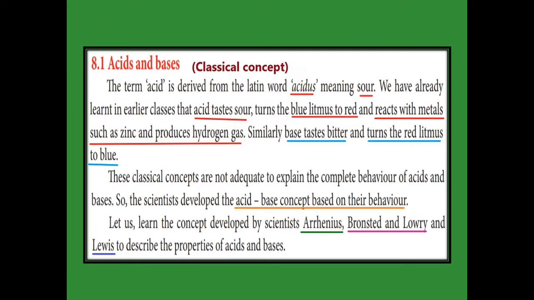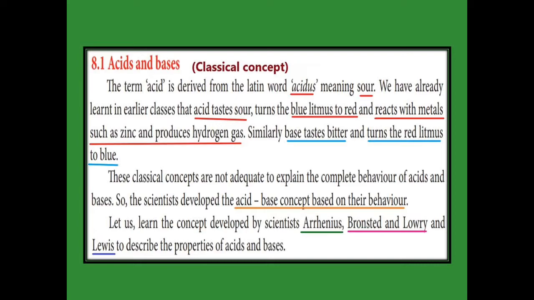Definition of acids and bases. In this slide we are going to see the classical concept. The Latin word acetus means sour. This word is derived from acetus because acid tastes sour, and it also turns blue litmus to red, and it reacts with metal to produce hydrogen gas. These are the properties of acid.